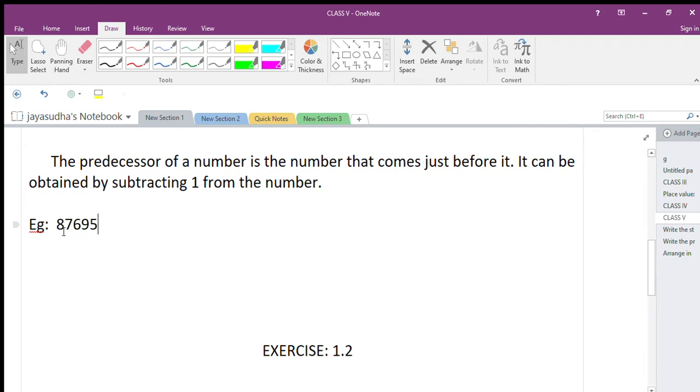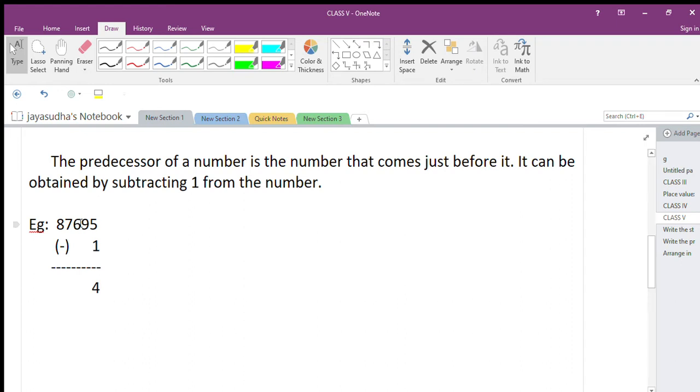What is this number? Read this number. 87,695. How do you get the number before it? By subtracting 1. Where is the 1 written? In the ones place. Now you do the subtraction. 5 minus 1, what is the answer? 5 minus 1 is 4.